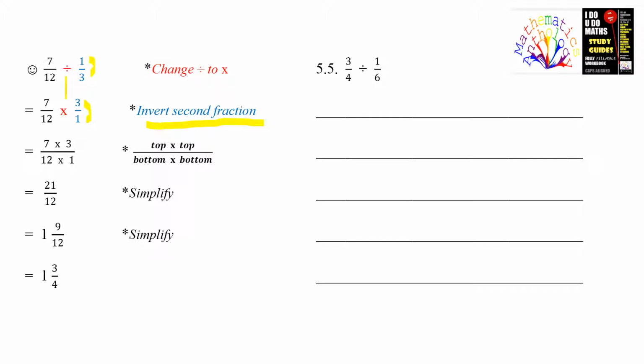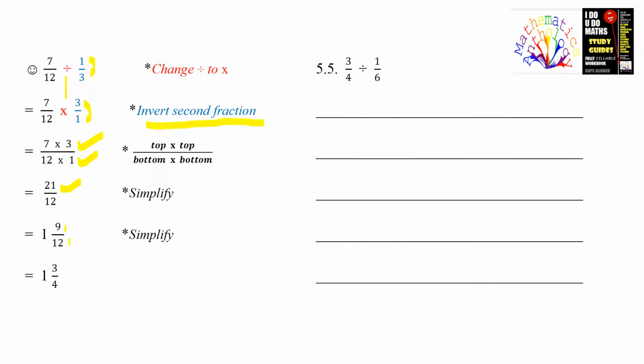So now it's easy. You have 7 over 12 times 3 over 1. Top times top over bottom times bottom. So 7 times 3 on the top and 12 times 1 at the bottom. 7 times 3 is 21 over 12 times 1 is 12. Convert this improper fraction into a mixed number. How many times can 12 go into 21? 1 time. Remainder is 9. So 21 over 12 can convert to 1 and 9 over 12.